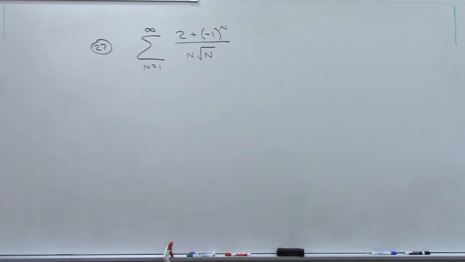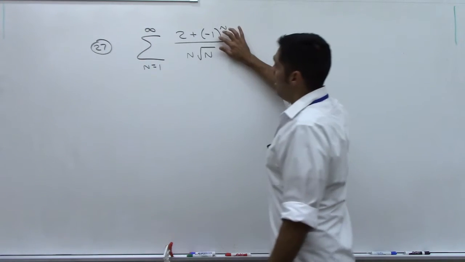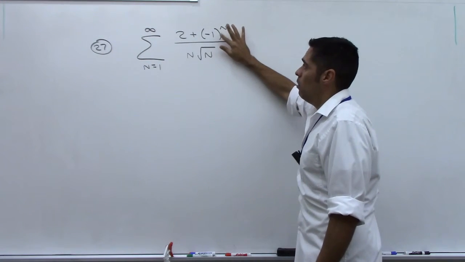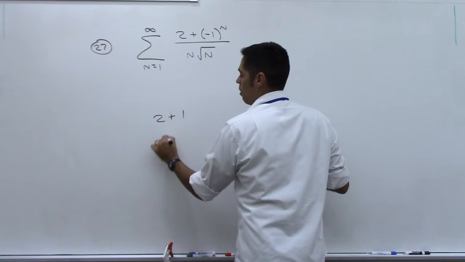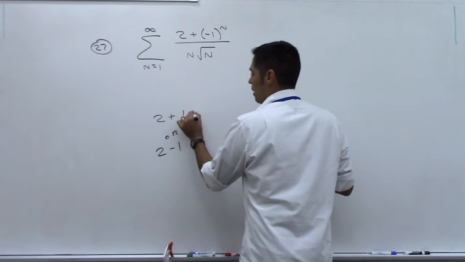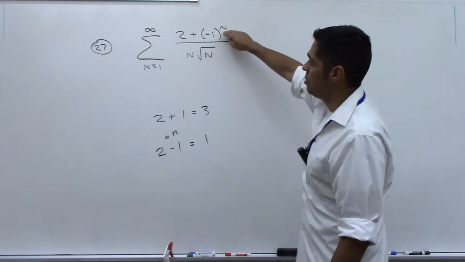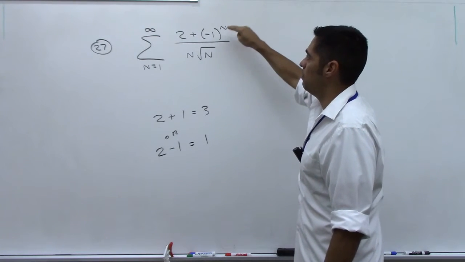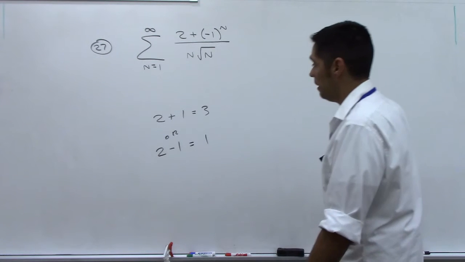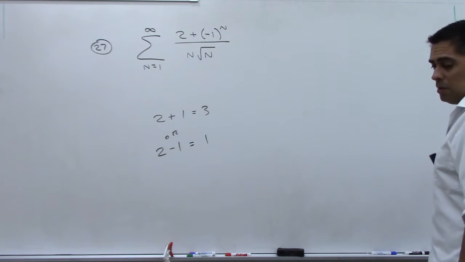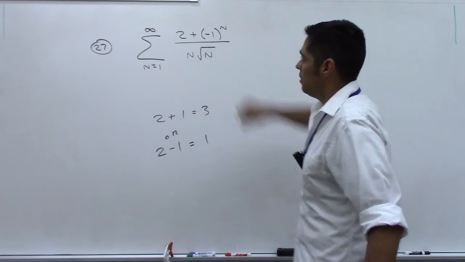So let's try and consider what's happening here. This is always going to oscillate back and forth between negative 1 and 1. So the top is either going to be 2 plus 1, or it could be 2 minus 1. In this case it's 3, in this case it's 1. So the top is really just switching back and forth between 3 and 1 as we move out. And then the bottom is blowing up, it's going to infinity. So definitely don't want to integrate that, because I can never integrate a negative 1 to the n anyway.